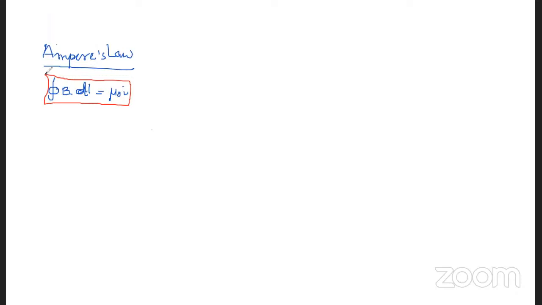Ampere's law is used in finding the magnetic field due to a symmetrical current distribution. The main thing we get from Ampere's law is that it is used to find the magnetic field due to a symmetrical current distribution. Now we'll see the derivation of Ampere's law.